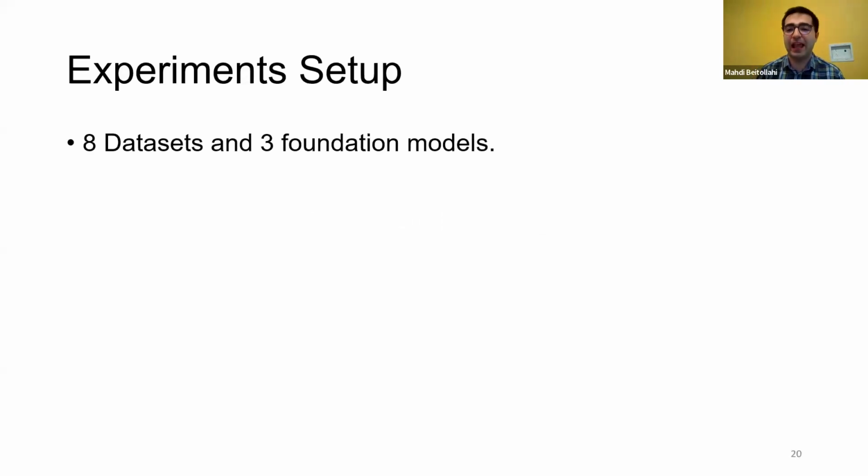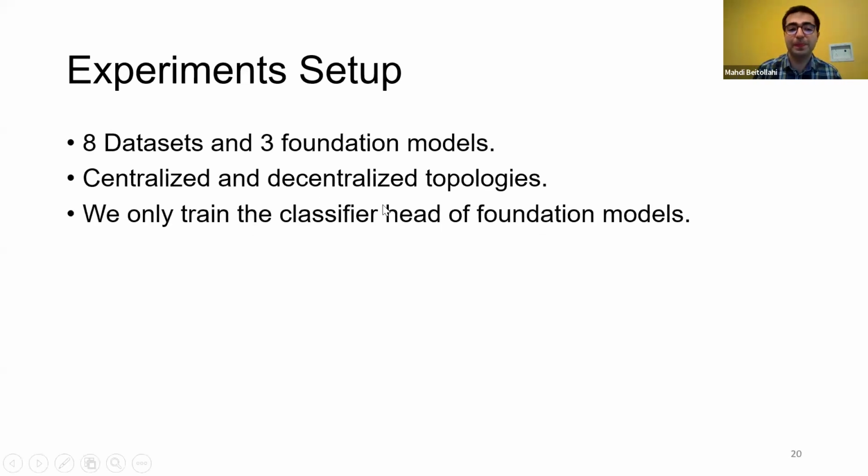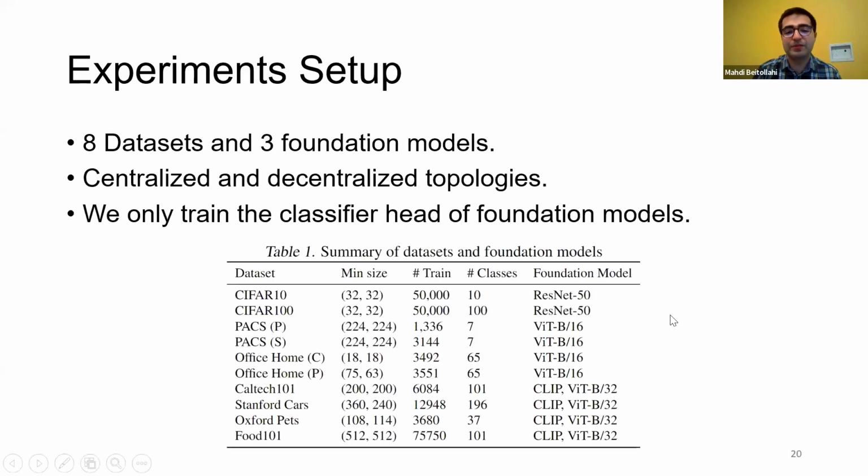Okay, now we're ready to show the cool parts, the experiments. For our experiments, we're going to use 8 data sets and 3 foundation models. We're going to compare both centralized and decentralized topologies. For the experiments I'm going to show you today, we're only going to train the classifier head of foundation models. For other experiments where we fine-tune the rest of the models, I refer you to that paper. So this is the summary of all the data sets and foundation models we use. We use ResNet, ViT-based models, and CLIP. Here, we're just focusing on vision models, specifically for classification tasks.